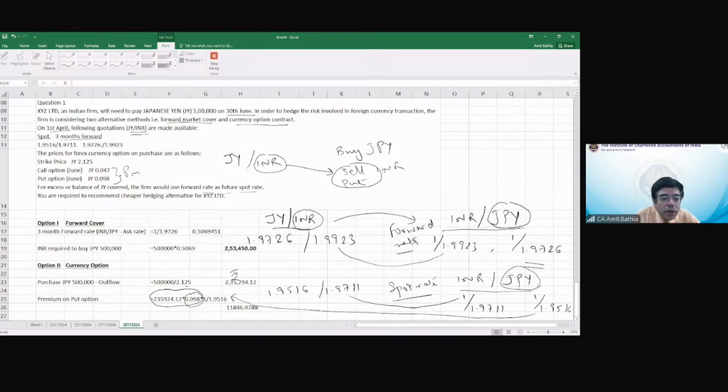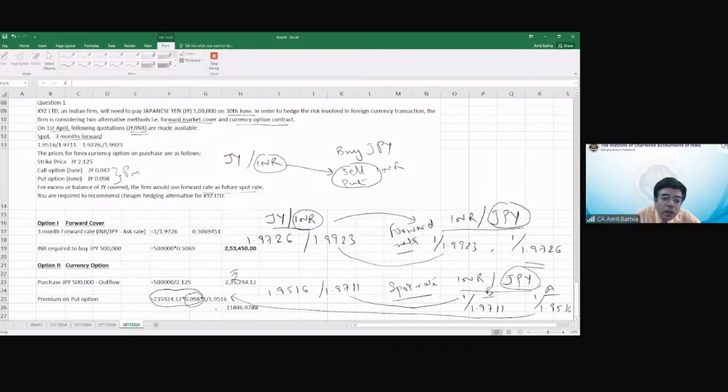So how much premium am I paying? I am paying in Japanese yen. So what is the rate of the Japanese yen? This is your bid rate. This is your ask rate. Are you going to sell Japanese yen or buy Japanese yen? Buy Japanese yen. So I need to have the ask rate. Yes, sir. I will buy at this rate, right? Ask rate 1 upon 1.9516.